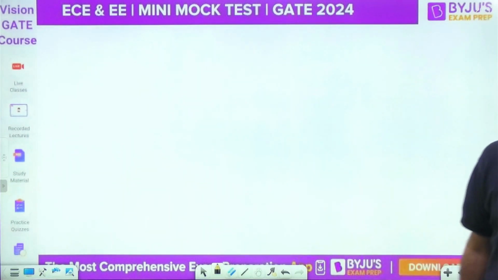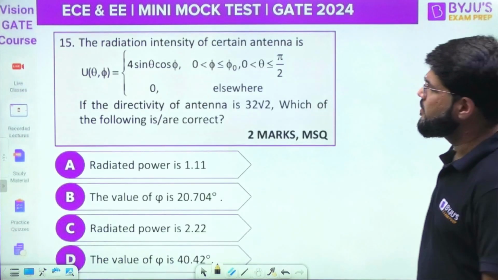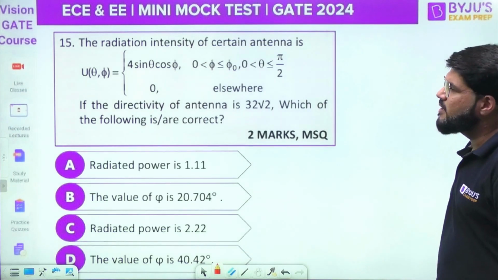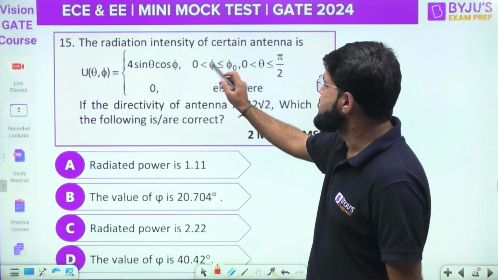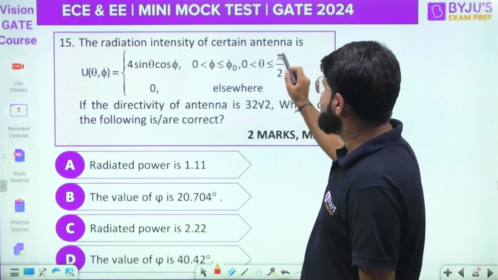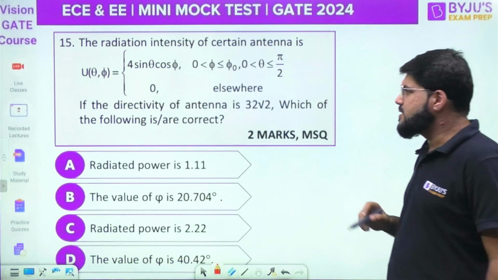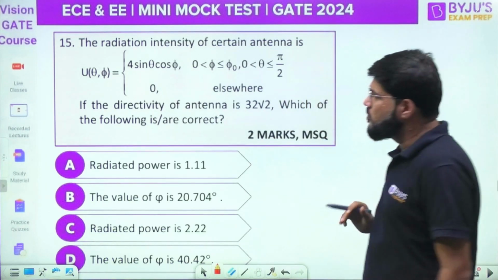Cool. So I have the next question that is coming up here. The radiation intensity of a certain antenna is U of theta phi equal to 4 sin theta cos phi for 0 less than phi less than phi naught, and 0 less than theta less than pi by 2, the upper hemisphere. If the directivity of the antenna is 32 root 2, directivity is given, which of the following is or are correct?